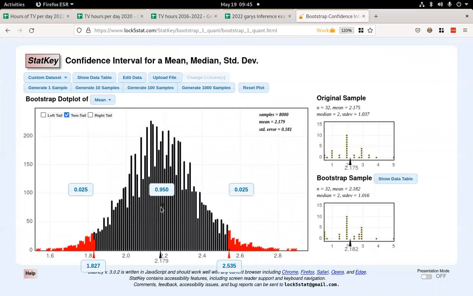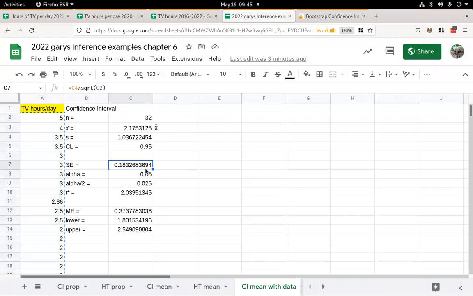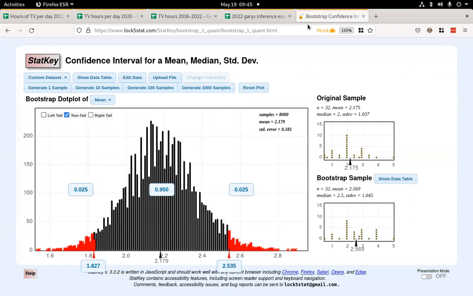Boom. StatKey says, based on this simulation, we get about 1.827 hours to 2.535 hours, which is pretty close to what the spreadsheet said. And if I reset this and run it again, I'm going to get slightly different numbers down here, but they'll be in the ballpark. Notice the standard error StatKey calculated here, which is 1.818. And the spreadsheet says the standard error should have been about 1.83. Are they the same? No. Are they similar? Yes. So again, this is a theoretical prediction. This is a randomization. Each randomization will be slightly different, but they'll all be in the ballpark of each other if your sample size is big enough, at least 30.